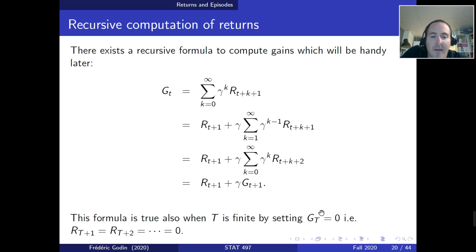You simply have to set G_T, the return at time capital T, equal to 0, because after time capital T you don't receive rewards anymore, and then you can still apply this recursive formula to get previous returns from previous steps. So why is G_T equal to 0? It's because all subsequent rewards after the termination of your experiment are 0.